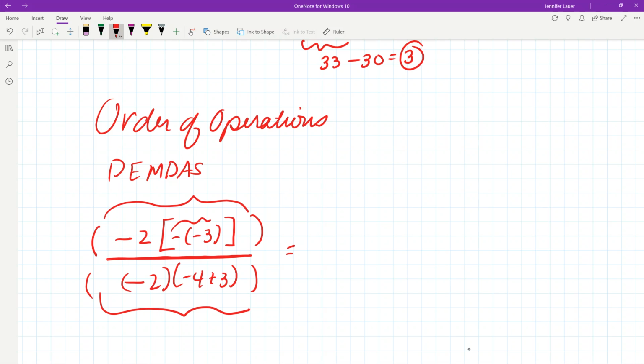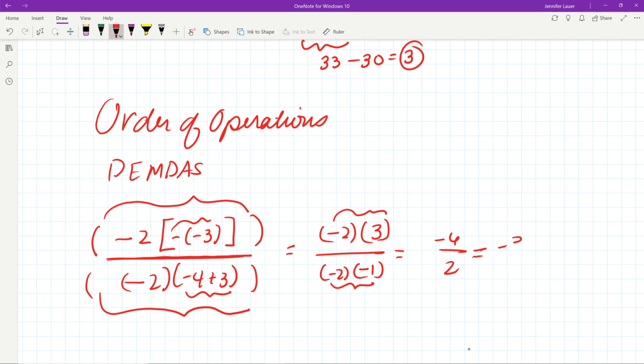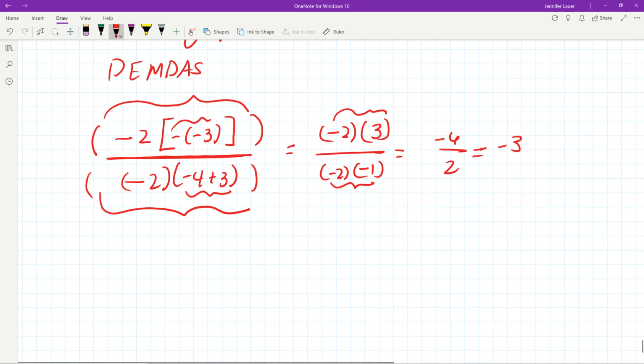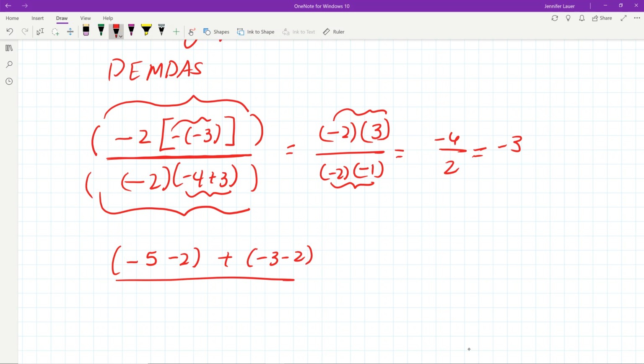So a negative times a negative is a positive, and then of course we have this on top. Negative 4 plus 3 is negative 1 times negative 2. Negative 2 times positive 3 is negative 6, and negative 2 times negative 1 is 2, for a final answer of negative 3. So let's try another one like that, and then I'm going to throw one at you with some absolute values, just so we can make sure you are understanding order of operations.